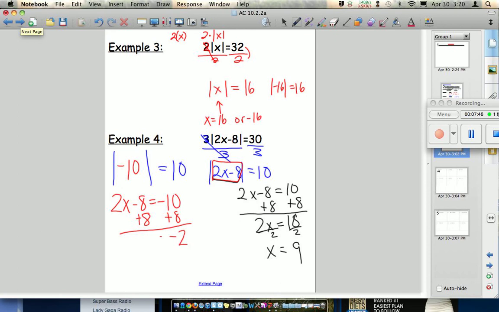So I get negative 2 on the right equals 2x. Dividing by 2, x equals negative 1. So my 2 solutions are x equals negative 1 or x equals 9.